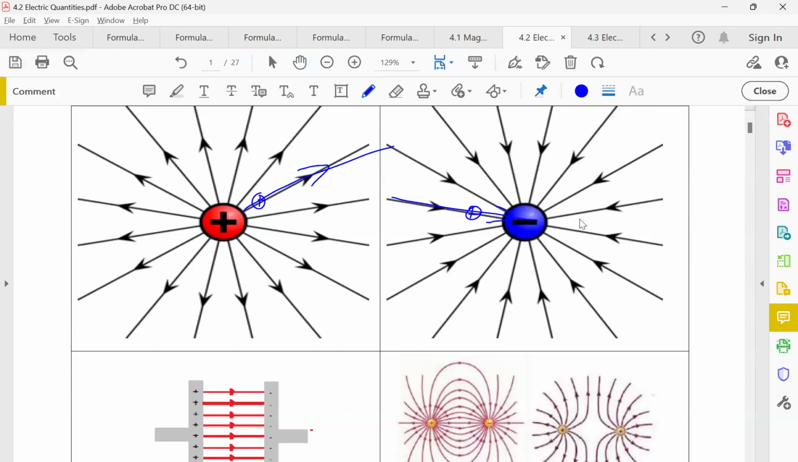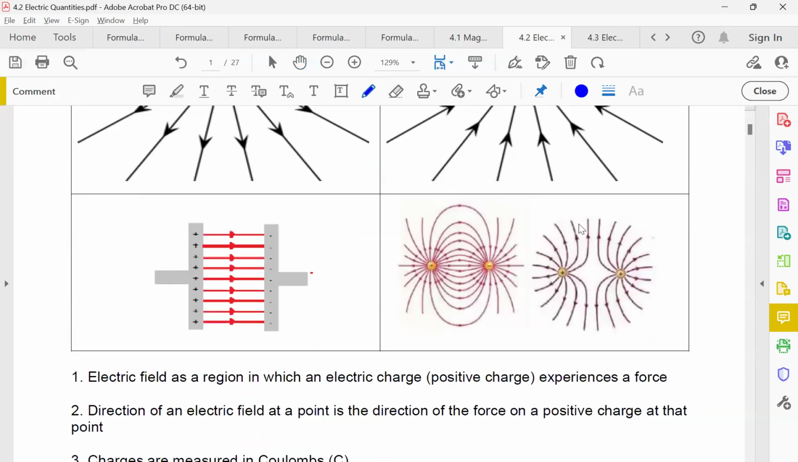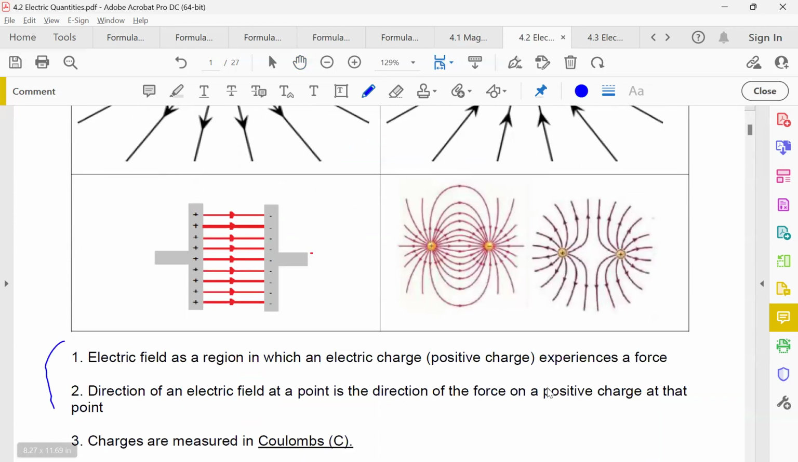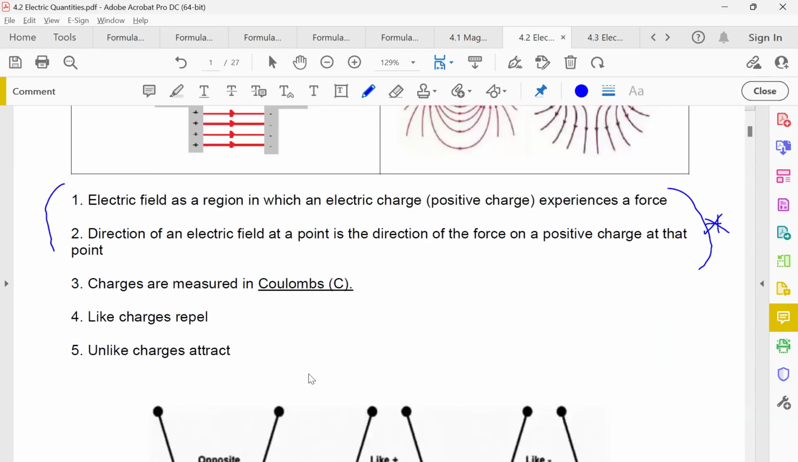How do you place a charge though? It's a scientific experiment. But the definition is here, guys. This one, important. Make sure you know.